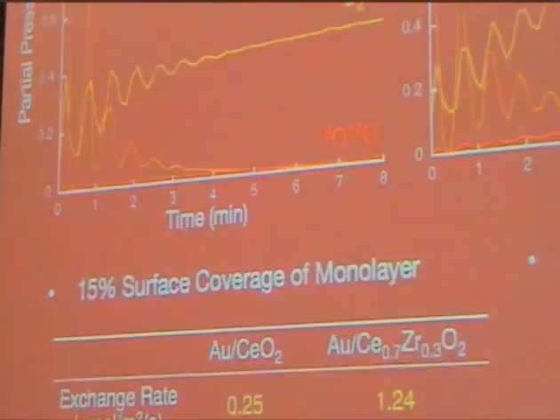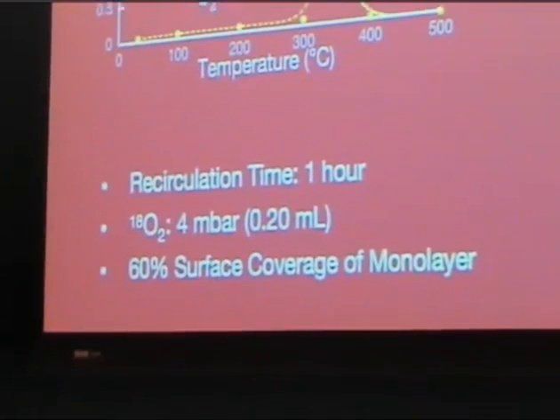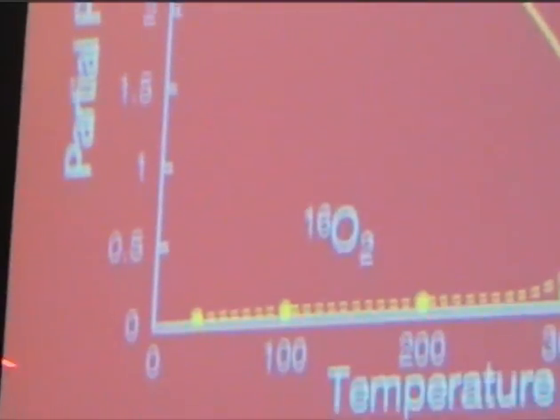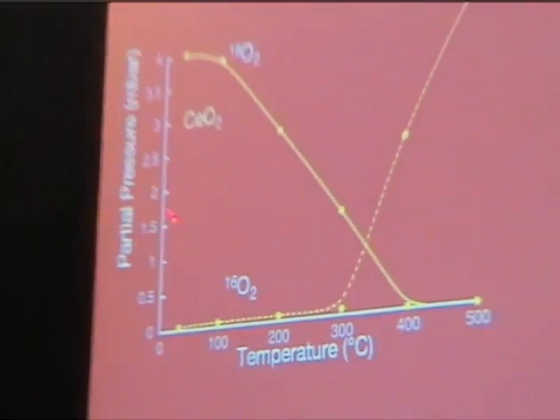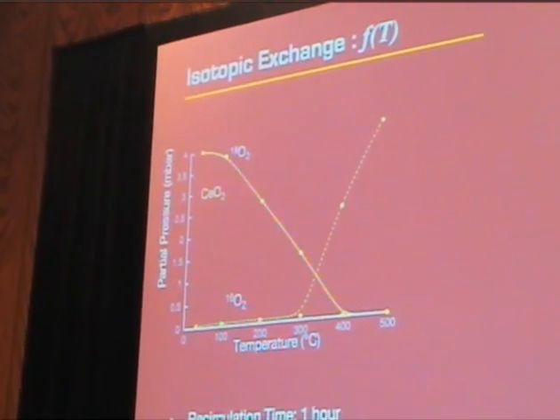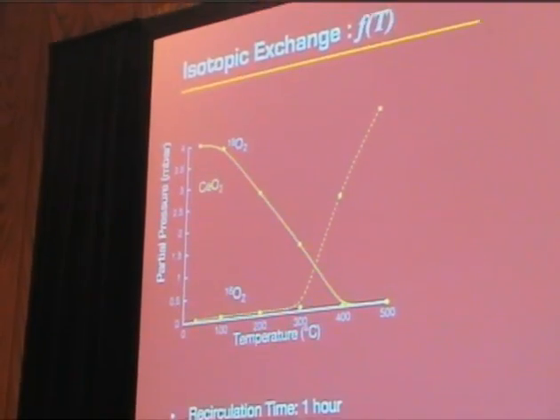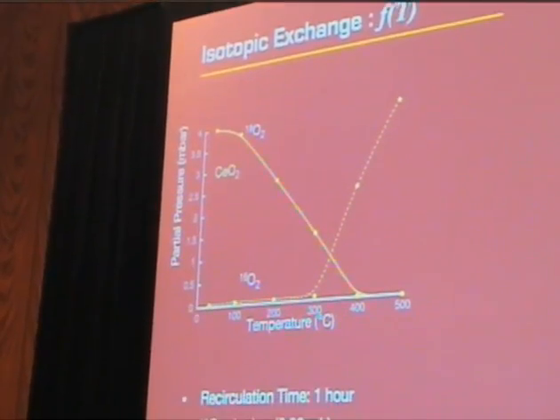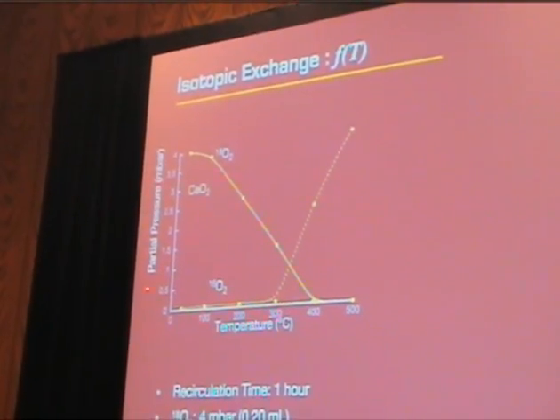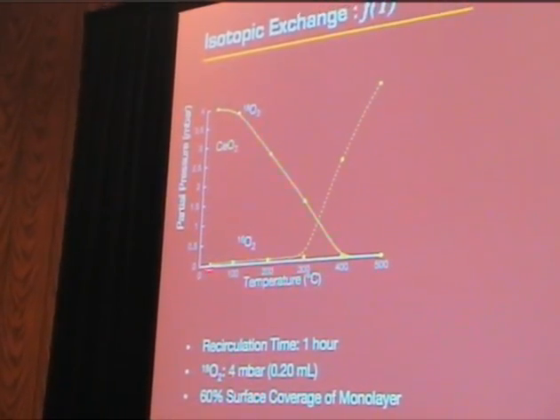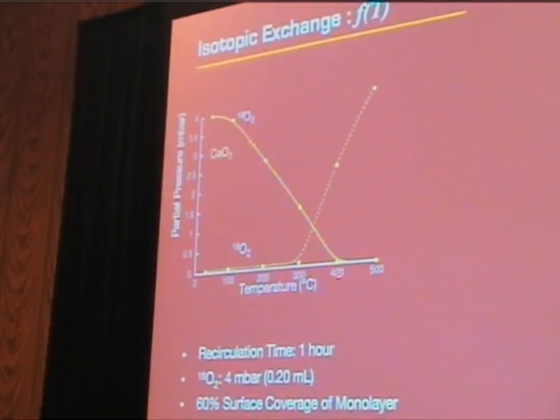After that, we also looked at how the total amount of exchange, the oxygen-18 change, varies as a function of temperature. In this case, we injected 4 millibar of the isotope oxygen and circulated it for about 1 hour because, like I said, the exchange rate is relatively slow, so we wanted to make sure everything reached equilibrium at a certain temperature. So we increased the temperature from room temperature to 500 degrees Celsius.